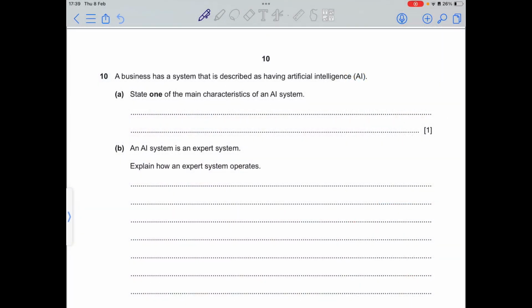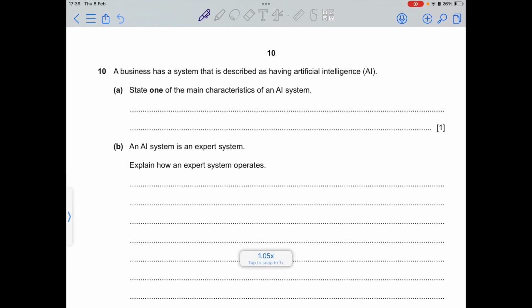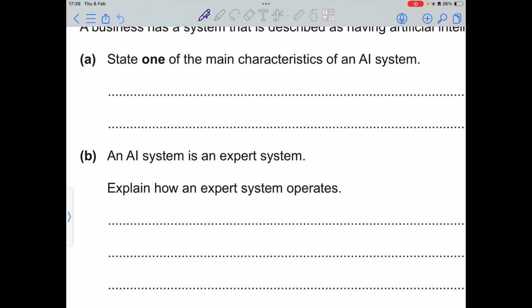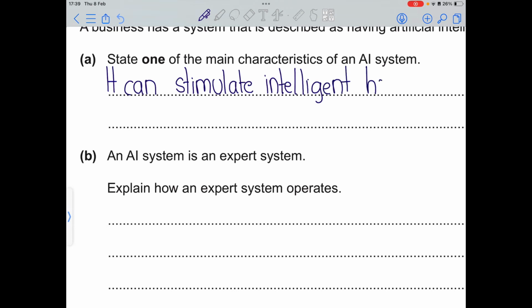The next question being asked is about artificial intelligence. It says to state one of the main characteristics of an AI system. That could be it can simulate intelligent human behavior. That is basically it can simulate whatever humans are capable of thinking.